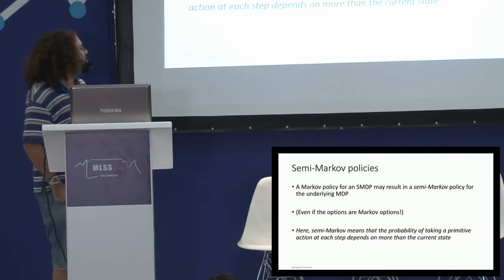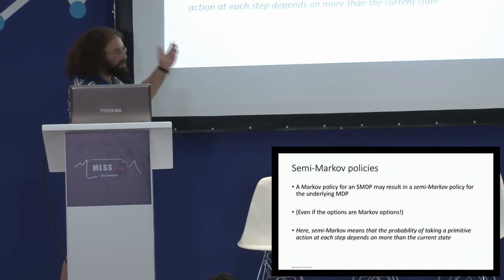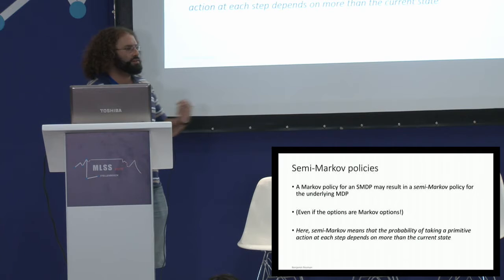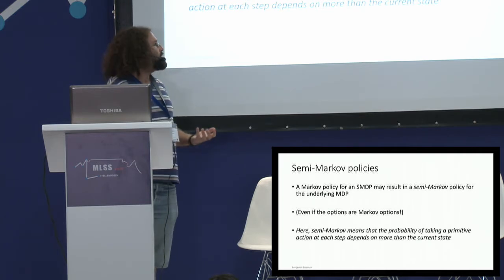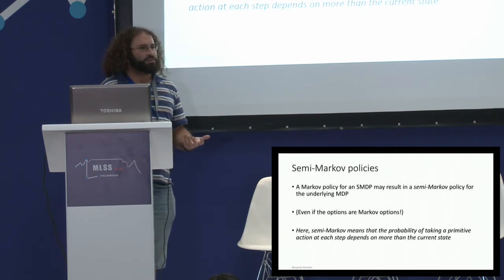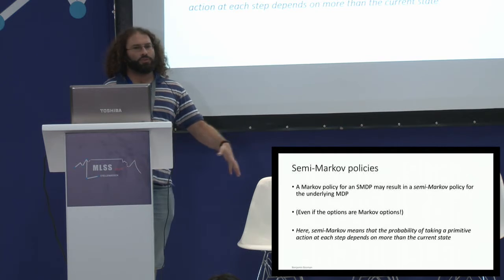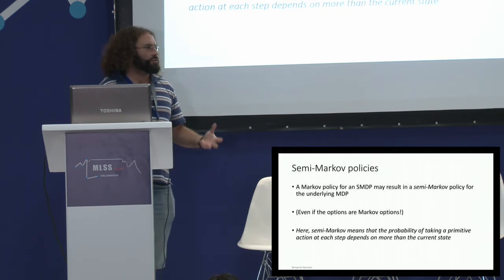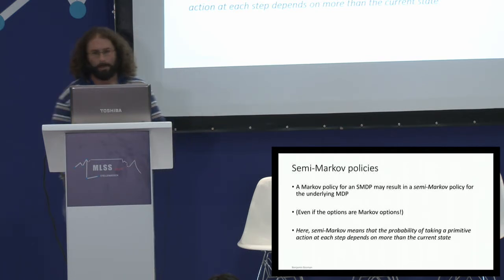So in many cases, when we talk about this being semi-Markov, we're referring to the fact that if you're just taking a primitive action in a non-option land, then what you're doing depends on just that state under your policy. But now it depends on what option you're currently executing. You can't just tell what action I should be doing at this point based on the policy. It depends on that option.